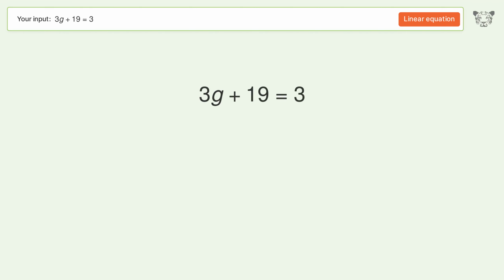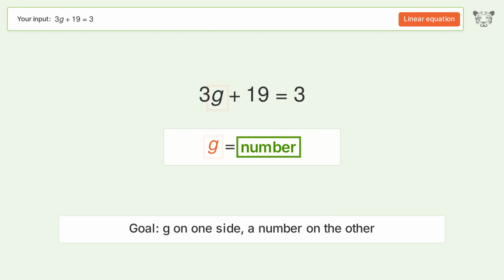Here is the linear equation we are asked to solve. 3 times g plus 19 equals 3. Solving means leaving the variable alone on one side, with a number on the other. Let's do this step by step.